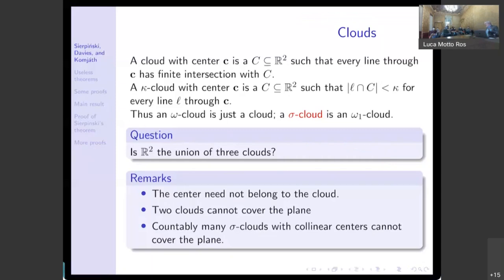aligned? So even countably many sigma clouds with collinear centers, or even kappa clouds with kappa less than aleph omega, and say kappa less than two to the aleph naught and two to the aleph naught singular, you cannot do it. I mean, there is this very obvious thing. If they are collinear centers, then you have problems.